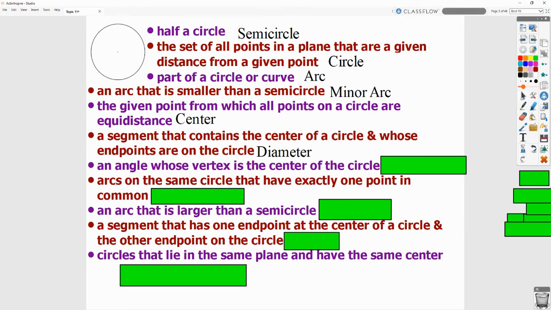An angle whose vertex is the center of the circle. If you made an angle where the point of the angle was the center of the circle, that is what is called a central angle.